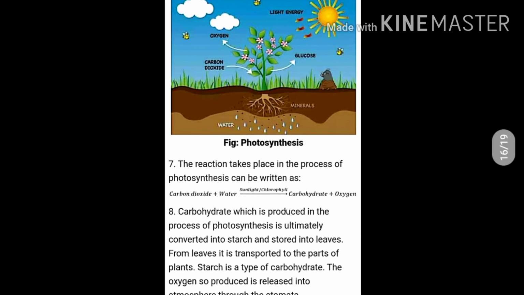The reaction in the process can be written as carbon dioxide plus water, in the presence of sunlight and chlorophyll, gives carbohydrate and oxygen. Carbohydrate, which is produced in the process of photosynthesis, is ultimately converted into starch and stored in the leaves. From the leaves, it is transported to the parts of the plant. Starch is a type of carbohydrate.